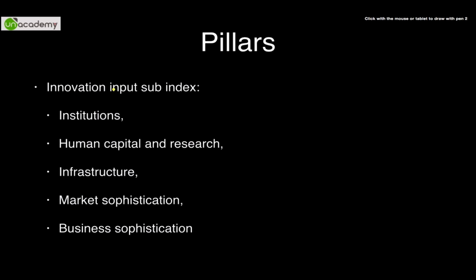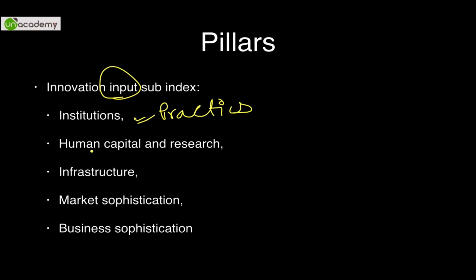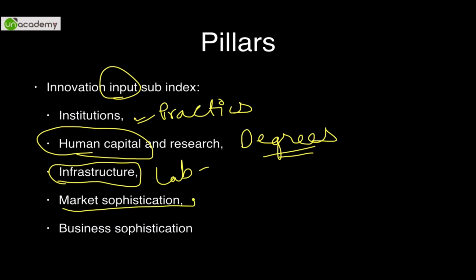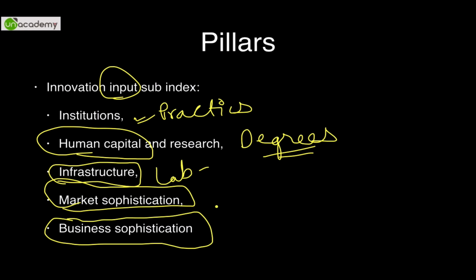Now, these are the five pillars under innovation input. So, what input can you provide in innovation? First of all, you need to have institutions, the practices, the policies in place. Then you need to have human capital. They have necessary degrees and they have necessary infrastructure like laboratories, etc. Then the market needs to be sensitive towards innovation. And finally, business should evolve around these innovations. So, market sophistication and business sophistication.